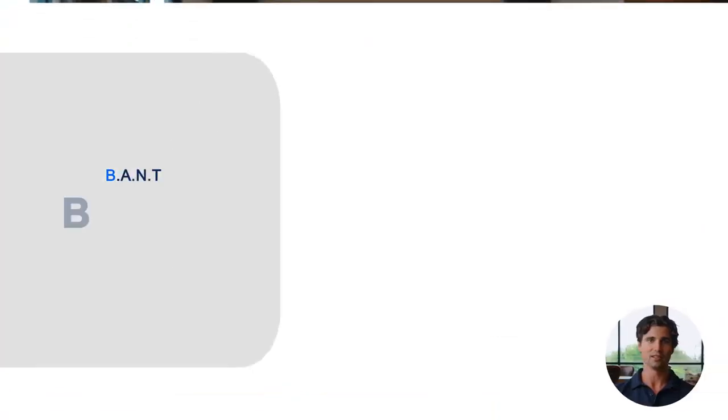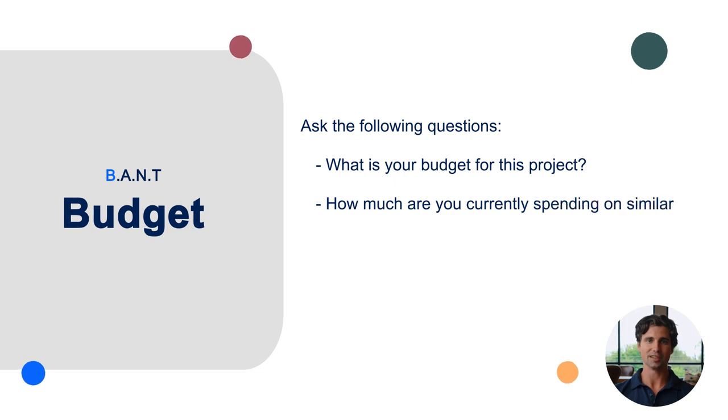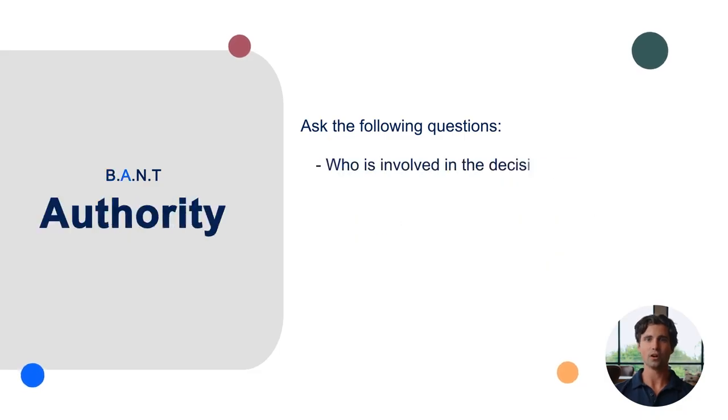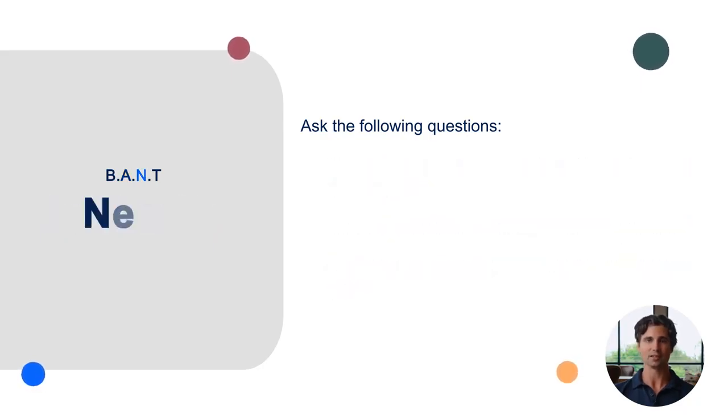Here are examples of questions you can ask in each of these areas. Budget. What is your budget for this project? How much are you currently spending on a similar solution? What is your expected ROI from this investment? Authority. Who is involved in the decision-making process for this project? What is your role in the decision-making process? Are there any other stakeholders we need to engage with?